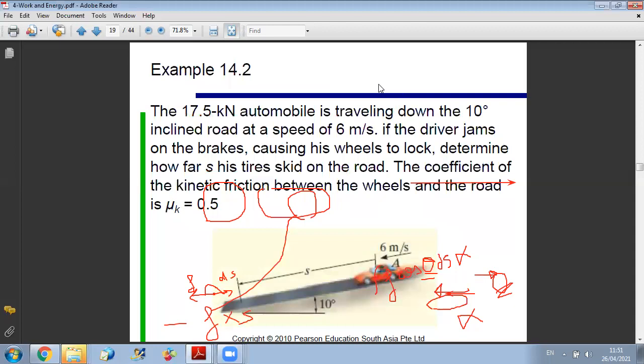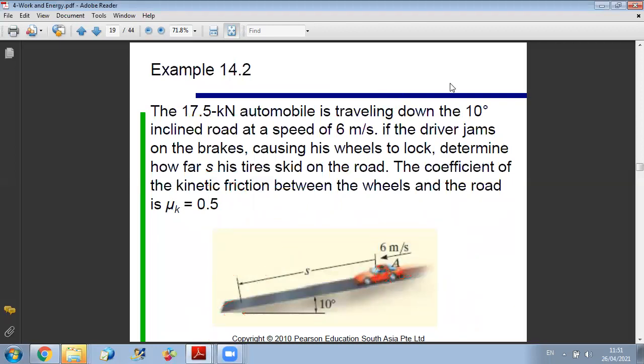Let us do an example. The 17.5 kilonewton car is traveling down the 10 degrees inclined road at a speed of 6 meters per second. If the driver jams on the brakes, causing his wheels to lock, determine how far his tires skid on the road. The coefficient of kinetic friction between the wheels and the road is given by mu k equal to 0.5.